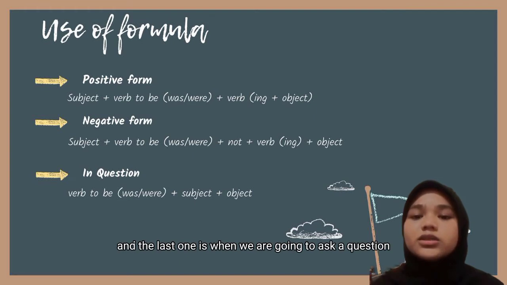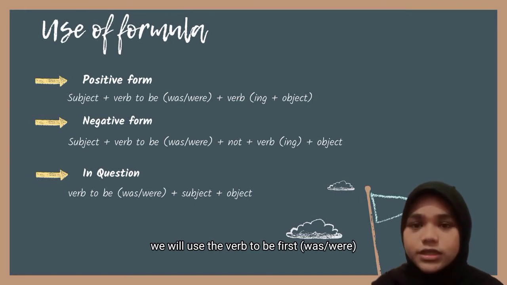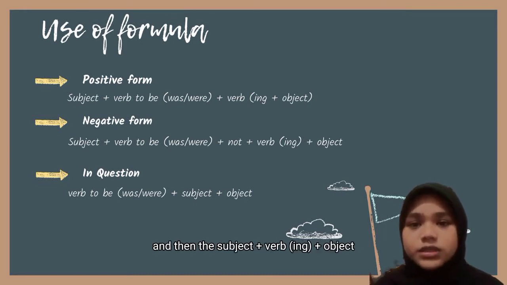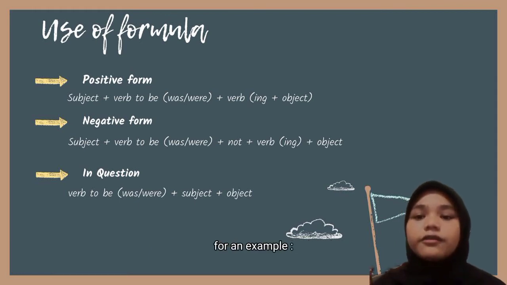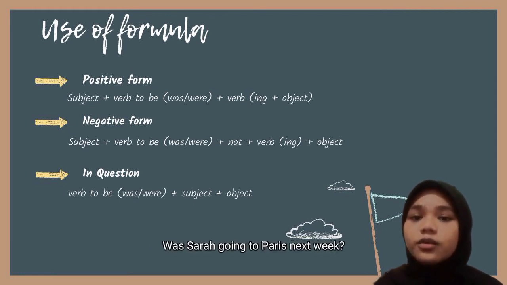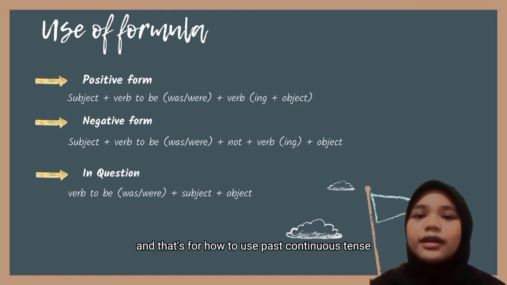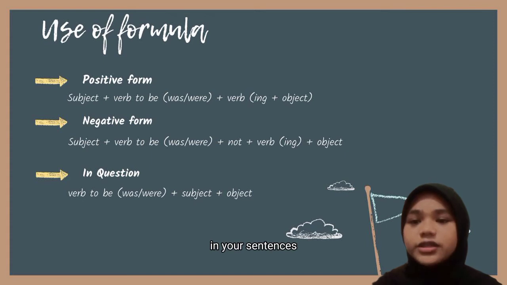And the last one is when we are going to ask a question in the past continuous tense. We use the verb to be first, was/were, and then the subject, plus verb-ing, and then the object. For example, was Sarah going to Paris next week? And that's how to use the past continuous tense in your sentences.